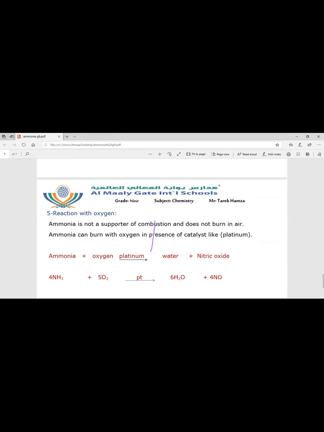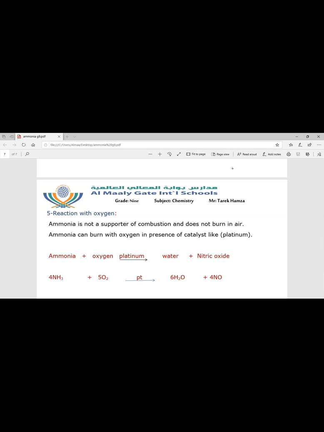Reaction with oxygen. The last chemical property of ammonia, reaction with oxygen. Ammonia is not a supporter of combustion and doesn't burn in air. Ammonia can burn with oxygen in the presence of a catalyst, like platinum.